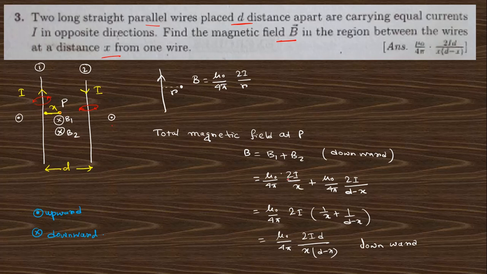For the x direction this is 2I by x, and for the rest the distance will be d minus x. So this is d minus x. Just calculate, and you will get this answer. And these two are downward, so write this downward, right? Next question.